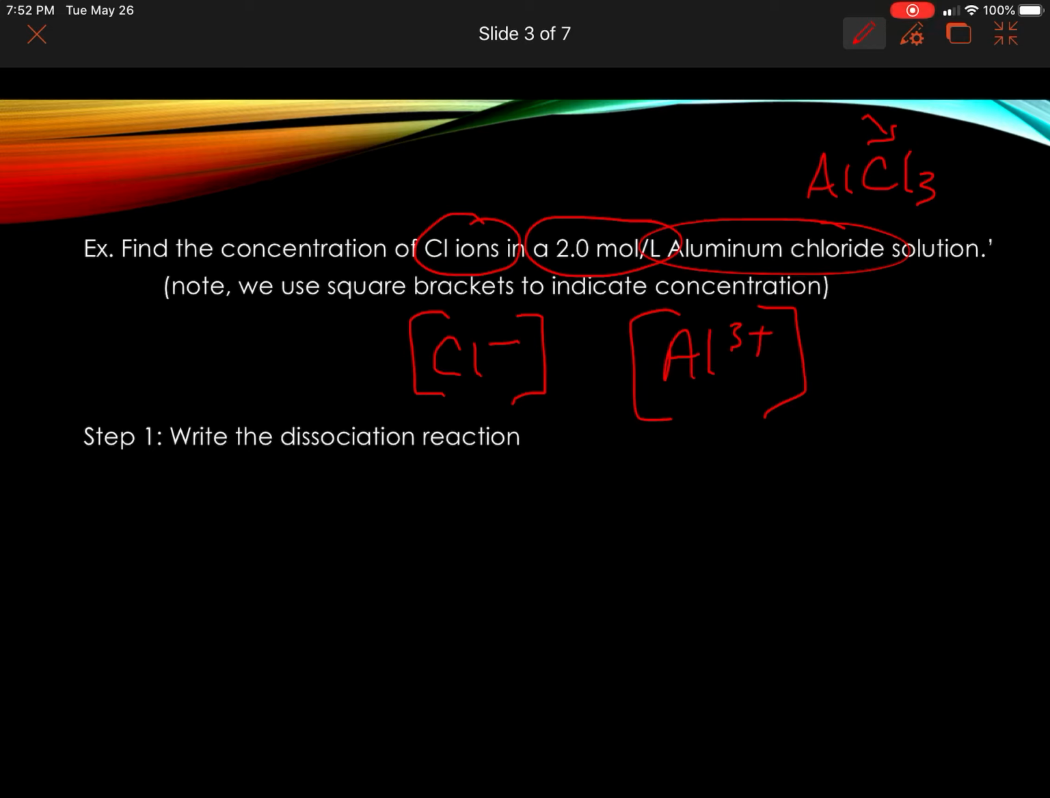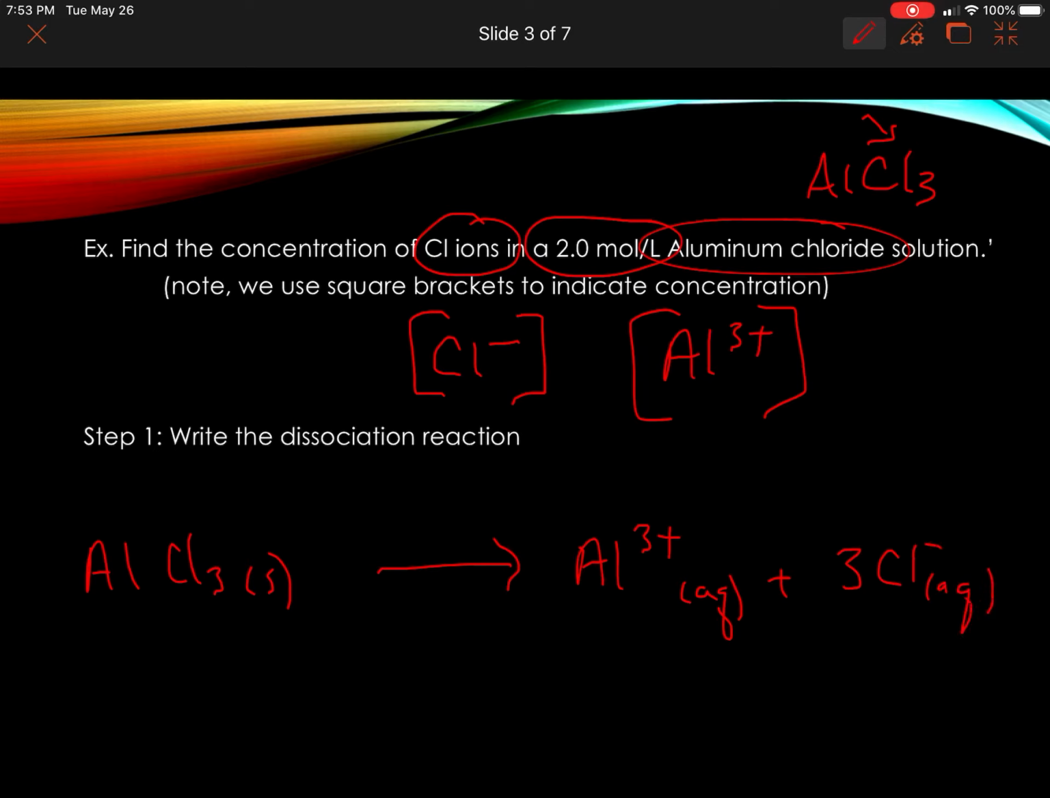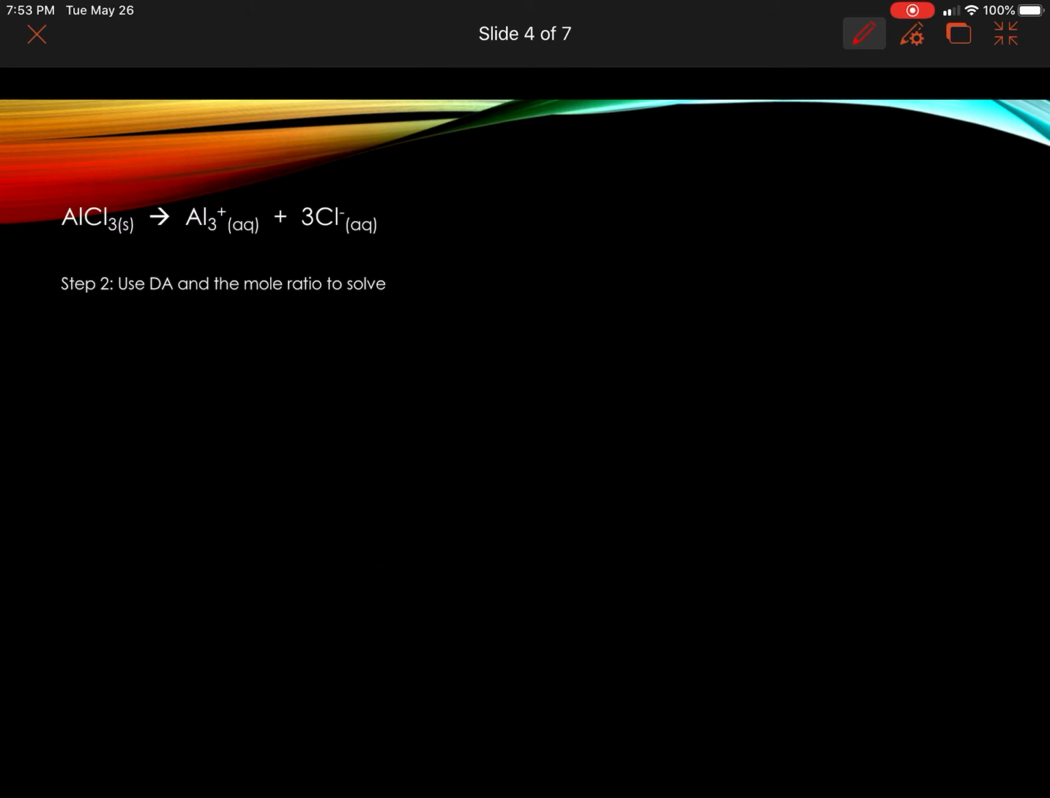So your first step when you do these is going to be to write the dissociation equation. So we've got aluminum chloride. I'm going to put it in the solid state. We did this already, we wrote dissociation equations. So when they break apart, they're going to form the ions, right? So Al 3 plus and 3Cl minus. And I know it's 3Cl minus because I have to balance it, and I kind of jumped ahead on that one. So this would be my dissociation equation here. So this is step one.